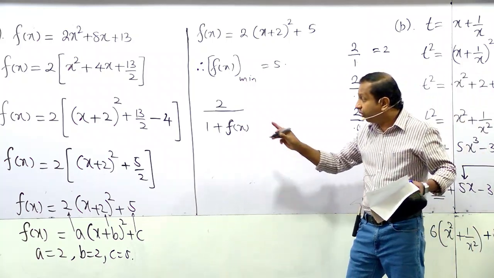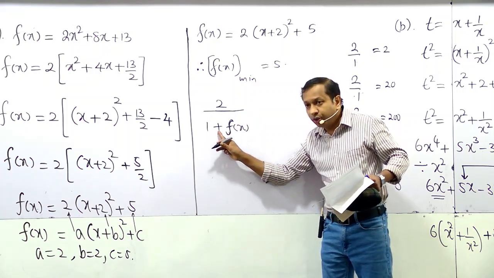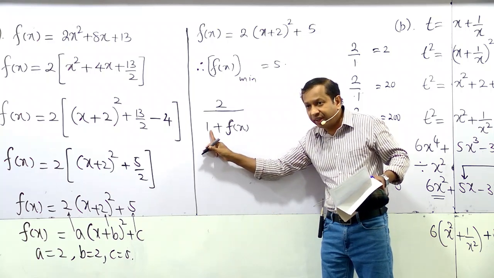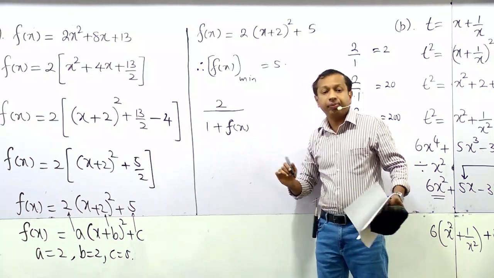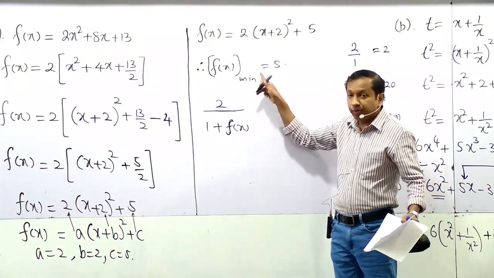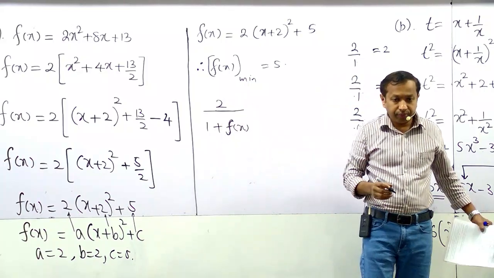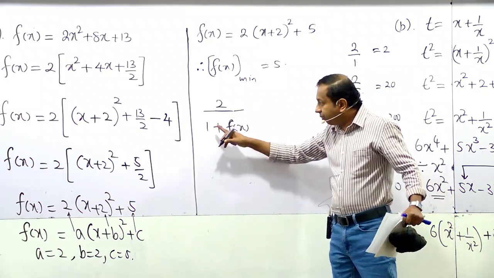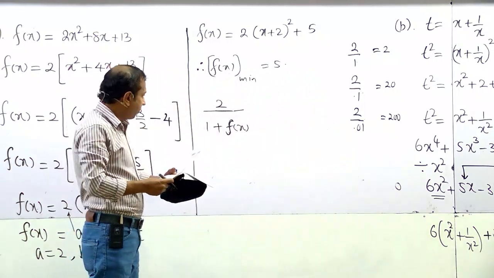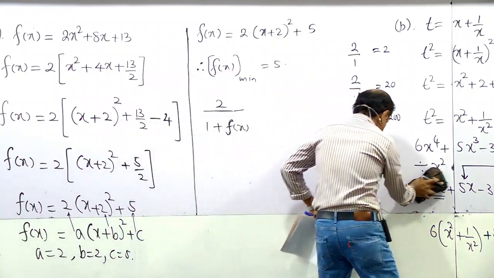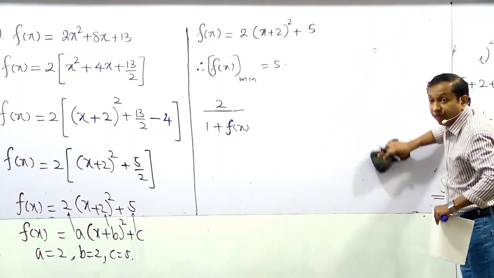Like that, for the whole fraction to be maximum, definitely the denominator should be minimum. But if 1 is constant, nobody can change this. Then to bring the denominator to minimum, this f(x) should be what? Minimum. f(x) should be minimum. But we found earlier f(x) minimum is what? 5. Then once the f(x) takes 5 here, what happens? This overall fraction becomes maximum. Okay? Then you can write like this. 2 divided by 1 plus f(x) becomes maximum when f(x) is minimum.